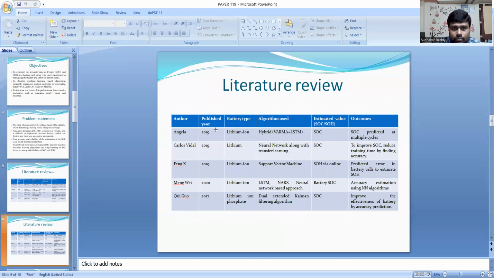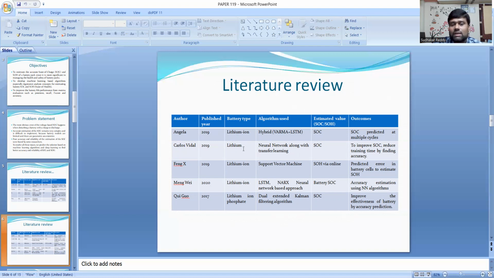Continuing, the next author did research on the lithium-ion battery. Here used two algorithms, the hybrid algorithm VARMA and the LSTM. What is VARMA? That is vector auto regression moving average, and also the LSTM algorithm, that is long short-term memory. Here the estimation is the SOC, and the outcome of the paper is the state of charge predicted at multiple cycles, that is the life cycles. Next author in 2019.